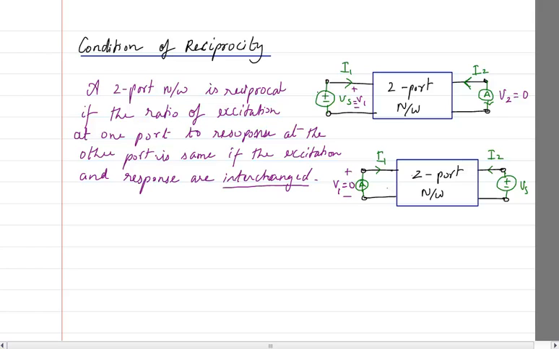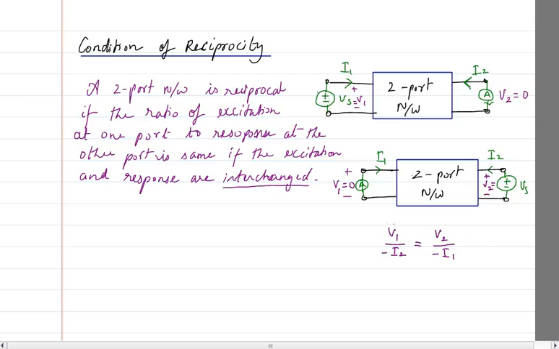Now the statement says that you take the ratio of excitation at one port, which is V1, to the response at the other end, which is minus I2. So V1 over minus I2, if it is the same as the ratio with excitation and response interchanged. What is the excitation here? It is V2, which is equal to Vs. So excitation V2 divided by the response, which is minus I1.